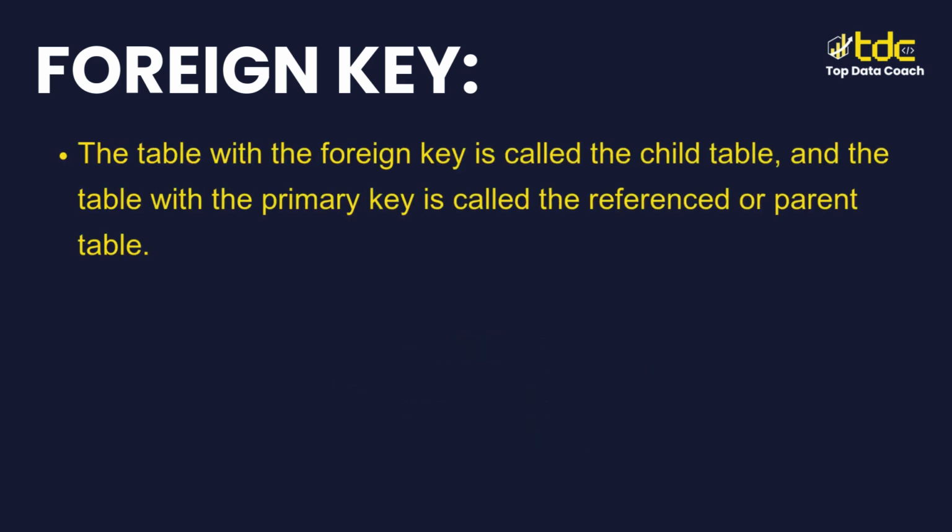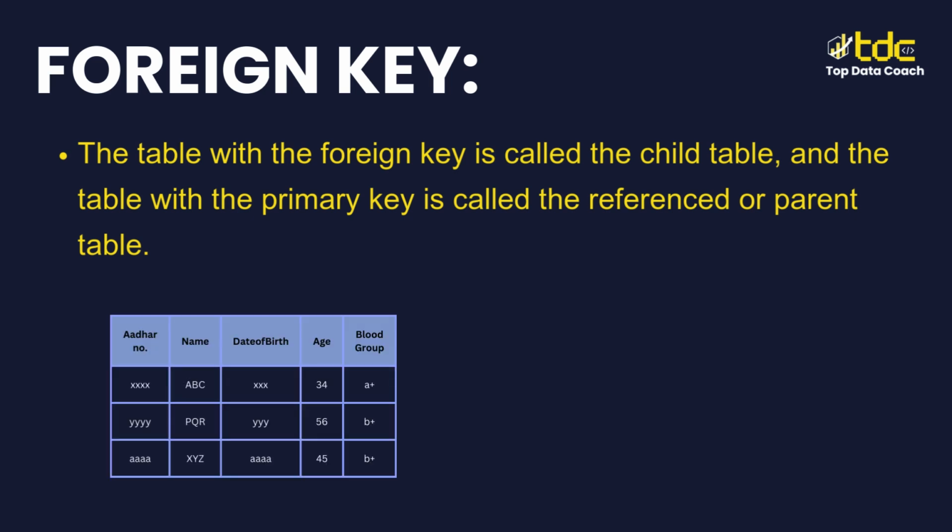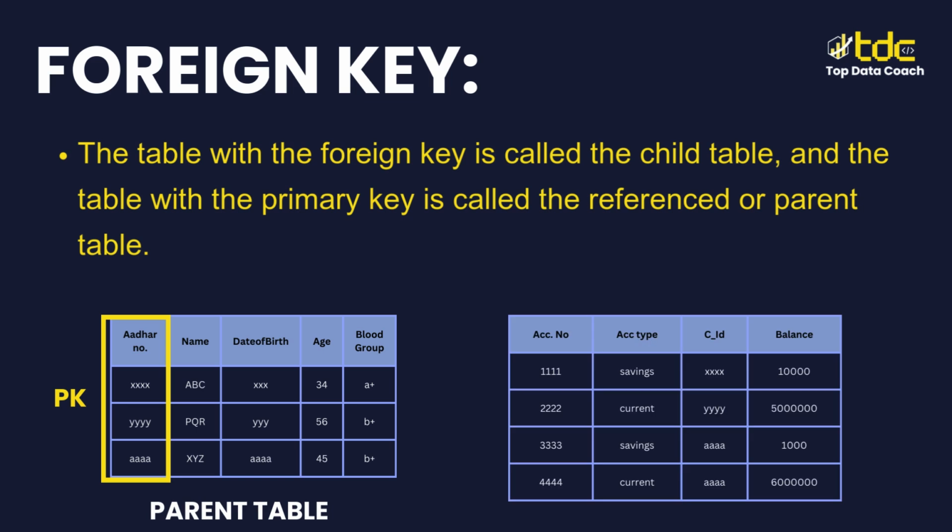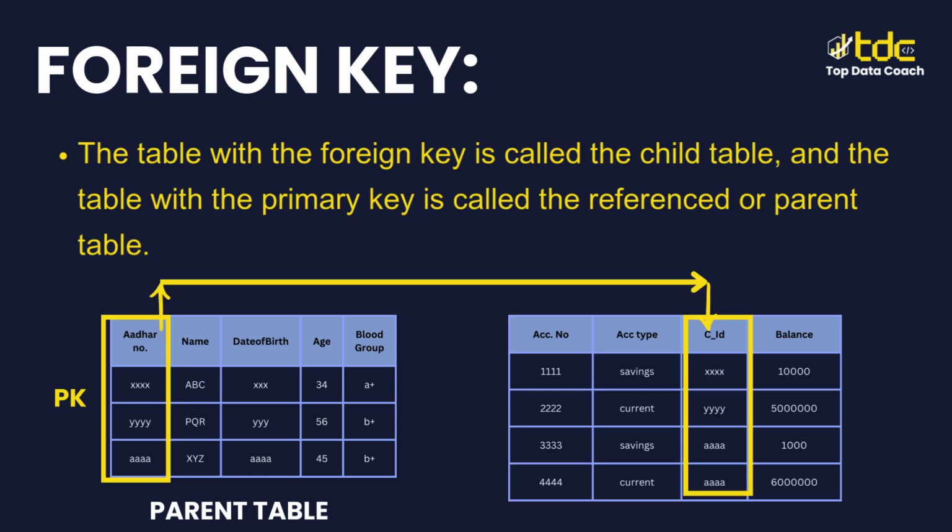The table with the foreign key is called the child table, and the table with the primary key is called the referenced or parent table. So, the government database where the Aadhaar number or SSN is a primary key will become the parent table, and the bank database or tax database where the same Aadhaar number or SSN becomes a foreign key.